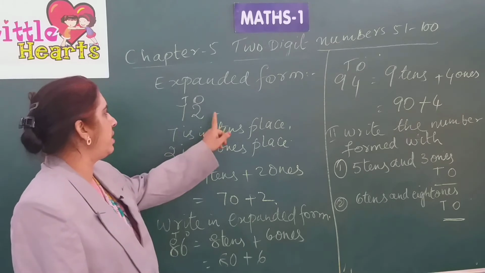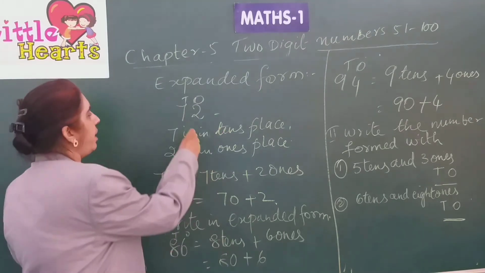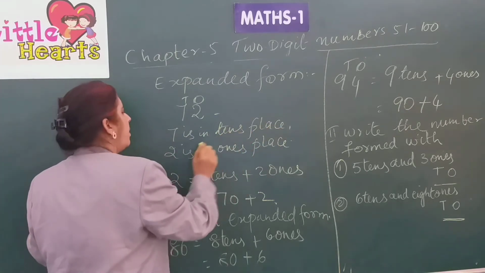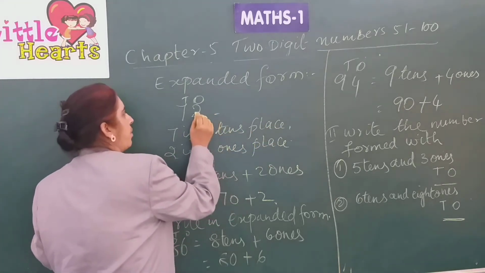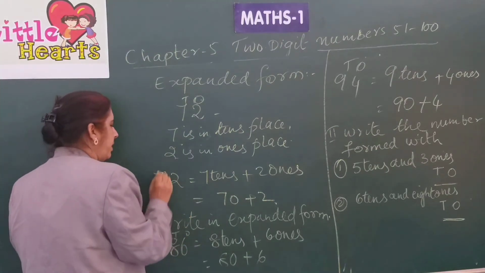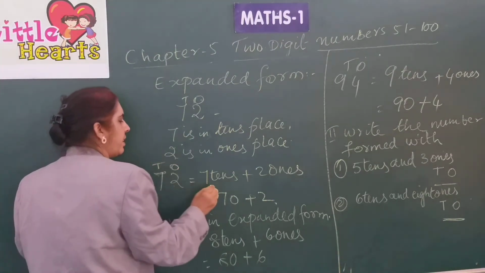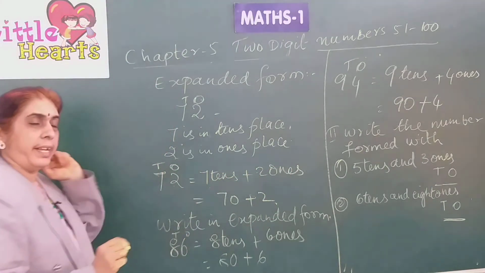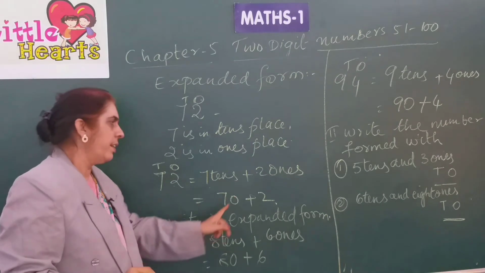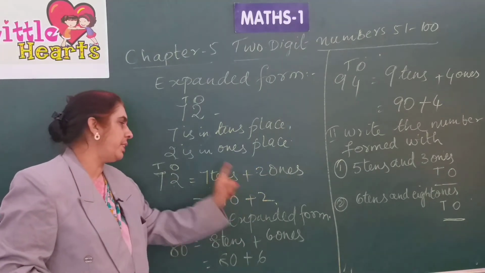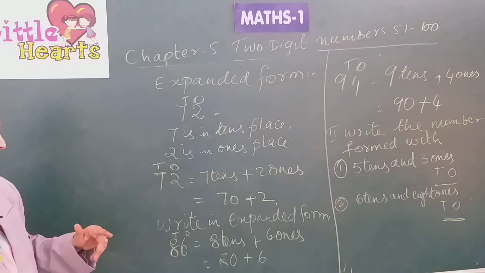Here is a number 72. 2 is in the ones place and 7 is in the tens place. 2 is in ones place, we know that. And 7 is in the tens place, we shall write it as 7 tens and 2 ones. And 7 tens are 70 plus 2 ones are 2. 70 plus 2 is the expanded form of 72.